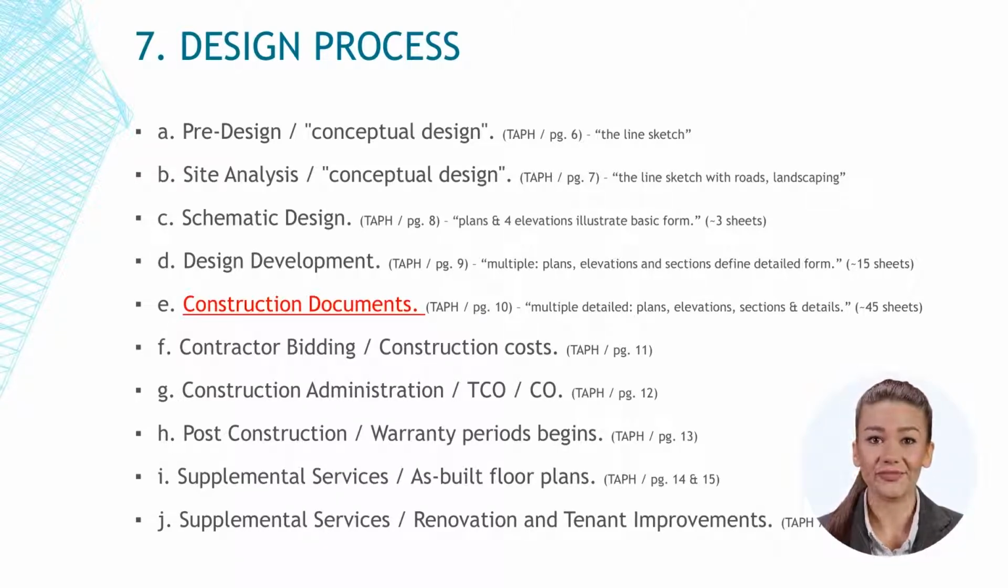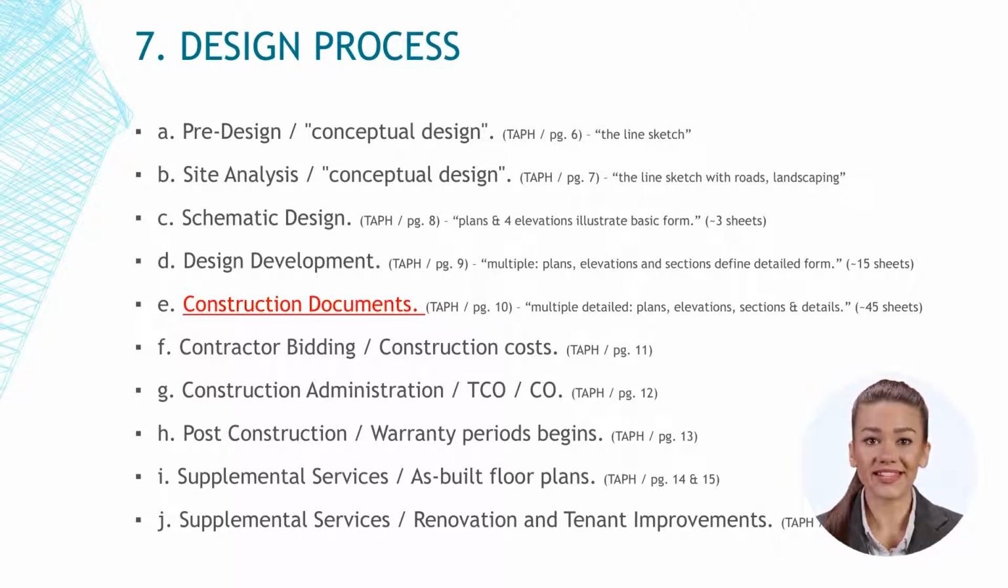F. The contractor bidding and construction costs phase involves the bidding process between 3 to 5 general contractors. This traditional phase has been modified in recent years, where developers prefer the selection of a specialized general contractor early on and negotiate a guaranteed maximum price, known as GMP, with a not-to-exceed clause.